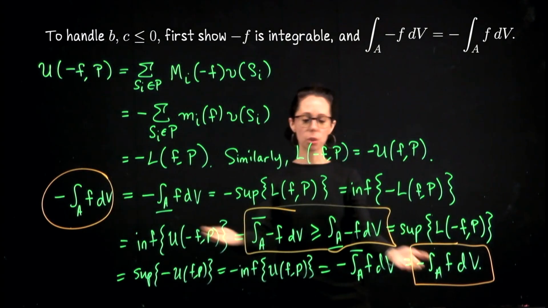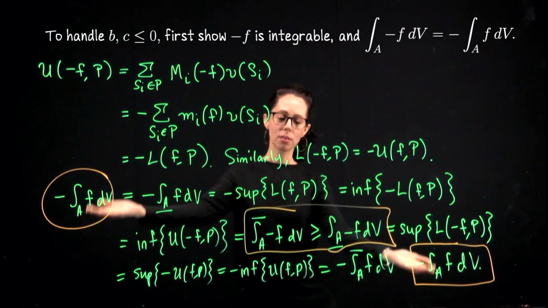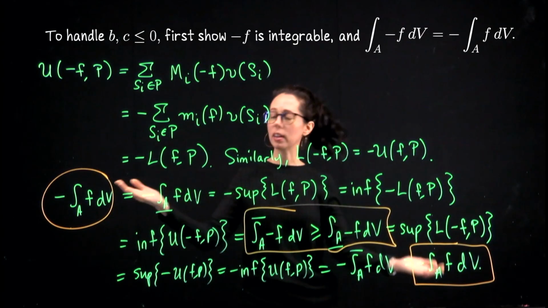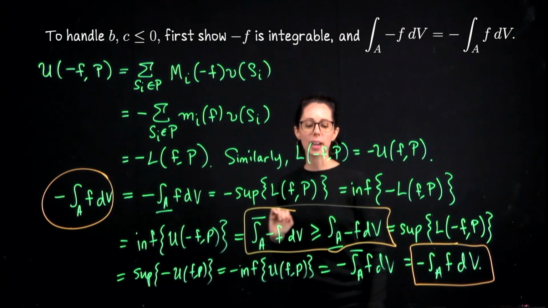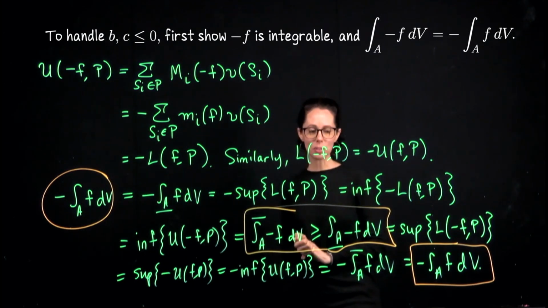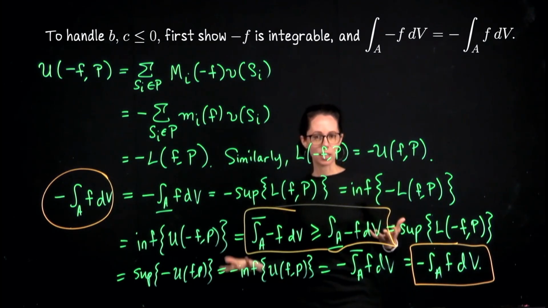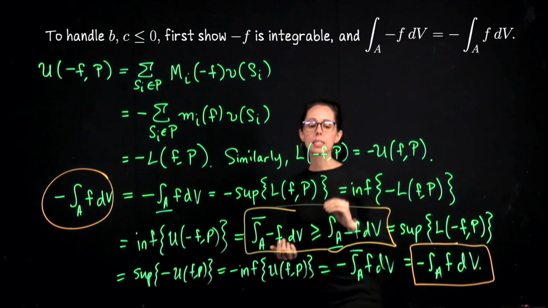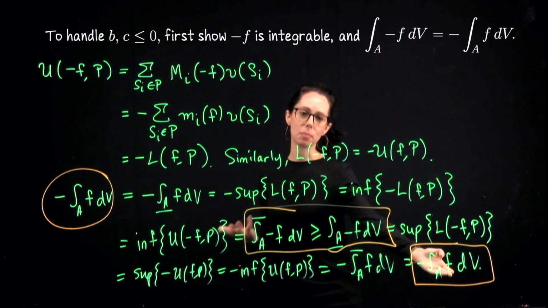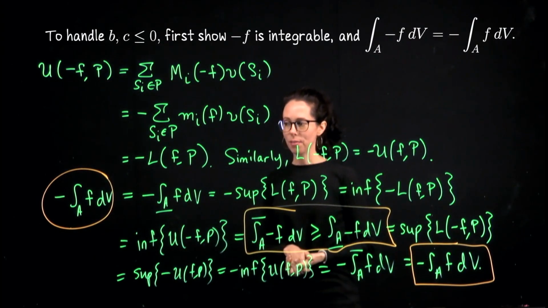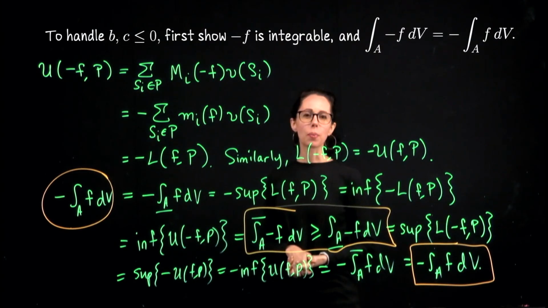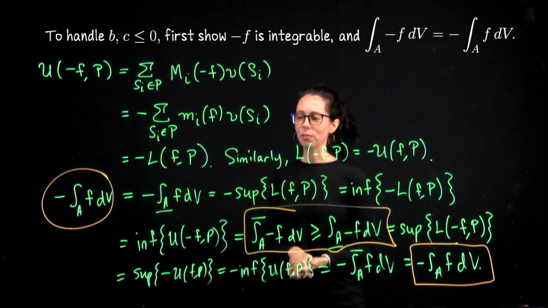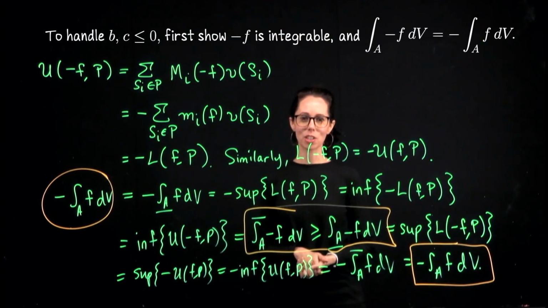These two pieces are squeezed between the same number, so they are equal to each other and they are equal to this number. So I'm just going to say that out loud. We have now shown this result, telling us that if f is integrable, negative f is integrable, and its integral is -1 times the integral of the original function f. Okay, that gives us a nice way to handle negative scalars. I will finish the story with that situation in just a moment.